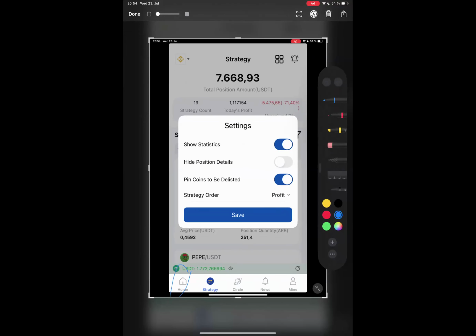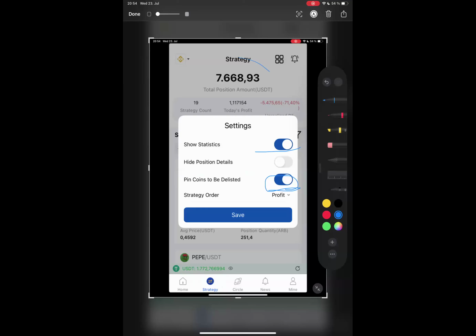Now I know on the home button, someone saw one of my coins showing to be delisted. They are wondering, why am I not having that? It's because you have not turned on pin coins to be delisted. So if you are here, kindly check under strategy whether this button, the pin coins to be delisted, is on. If it's not on, turn it on. So the only two buttons that need to be on are show statistics and pin coins to be delisted.